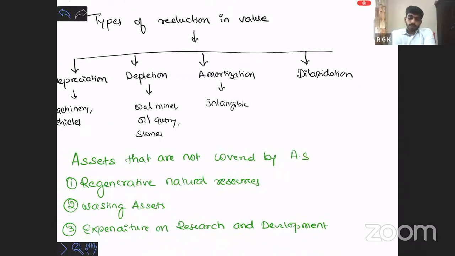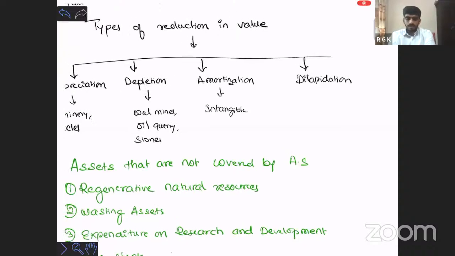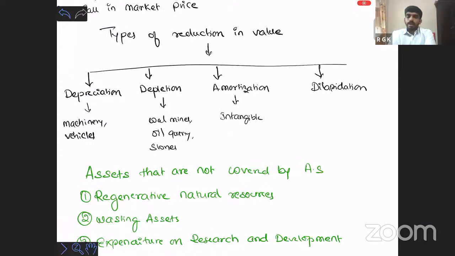Okay. Next one. Amortization. Now, what is amortization? Amortization is applicable for intangible assets. So what are intangible assets? Intangible assets are those assets which cannot be touched, which cannot be felt, which cannot be seen, but which can be used for economic benefit.